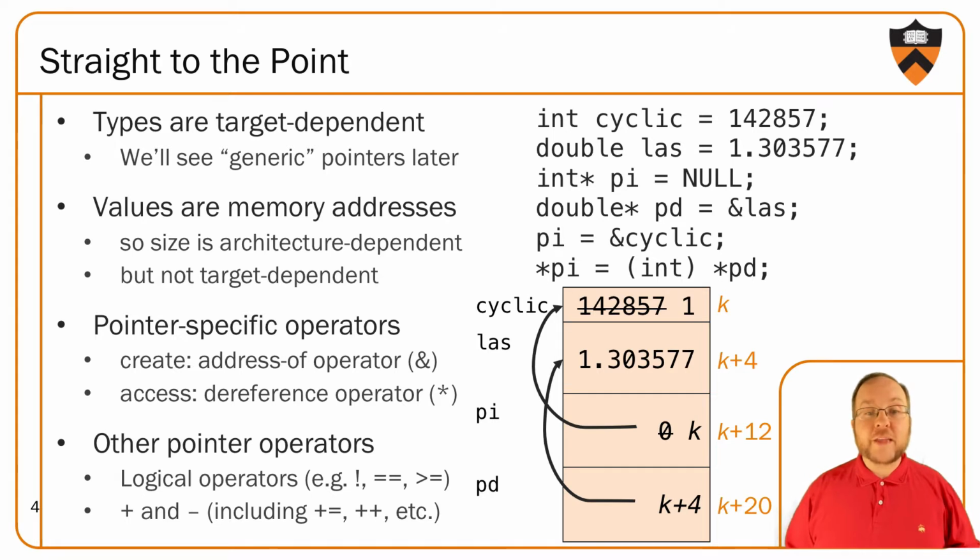We can figure out the address of a variable using the address of operator, the ampersand. So in this example, if cyclic is stored in memory at address k in orange, then when pi gets assigned to be the address of cyclic, pi's contents in memory become k. Before that, pi's contents were 0 because it was initialized to null. That's a value that indicates the pointer doesn't point anywhere, or it points at nothing.